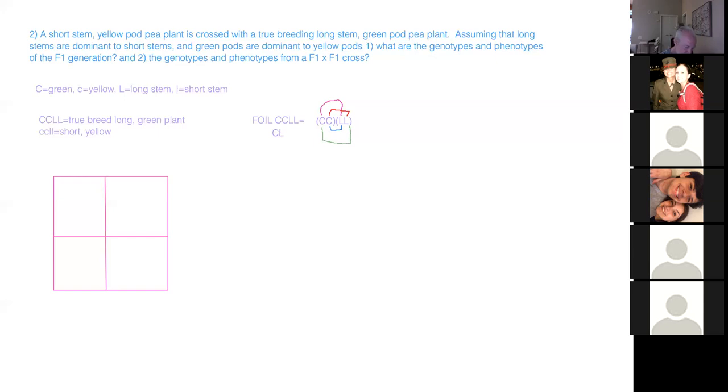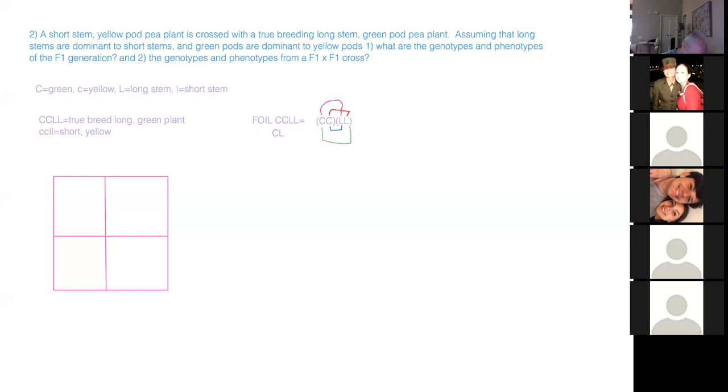Then we look, O means outers in FOIL. So what are the outers? They're the green line. It's big C and big L. Someone else, please. What is I? Stands for inners, and that would be the blue line. Big C, big L. And someone else, L is for last, and that's the red line. What would that be? Big C, big L.